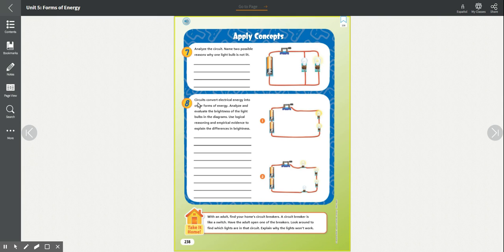And number 8, circuits convert electrical energy into other forms of energy. Analyze and evaluate the brightness of the light bulbs in the diagrams. Use logical reasoning and empirical evidence to explain the differences in brightness. All right, if you have any questions, again, raise your hand, or go back into your reading or go back into this video.